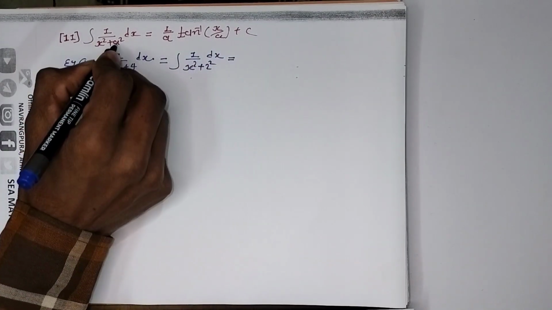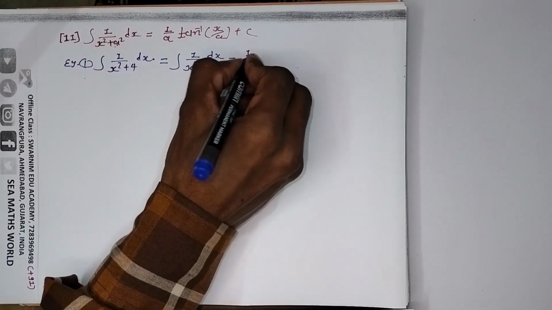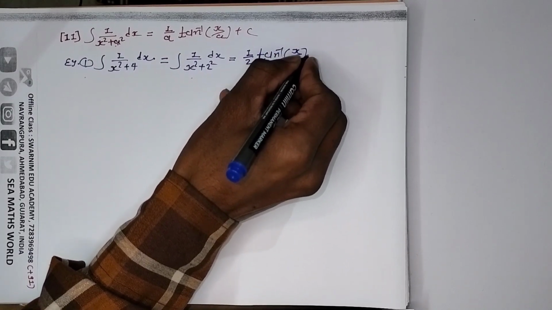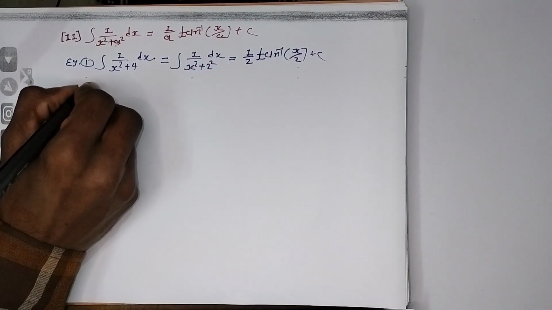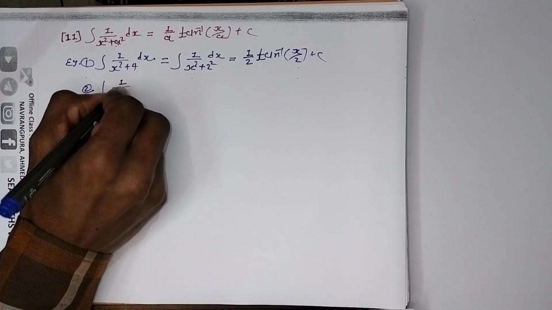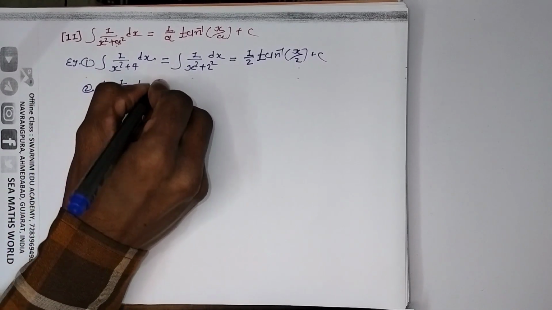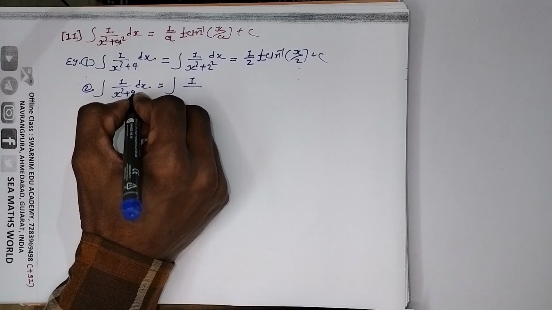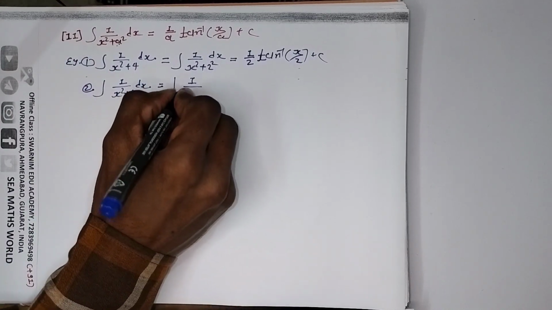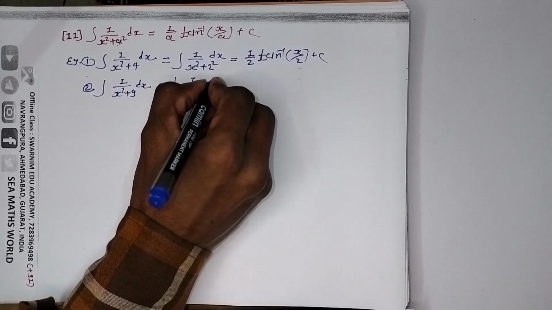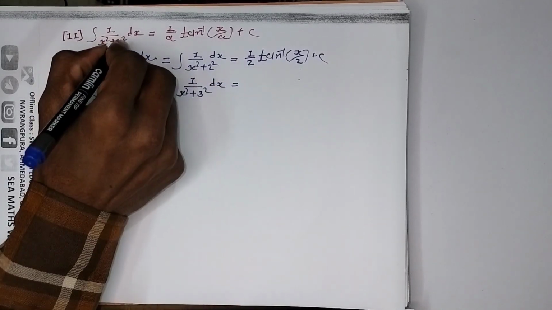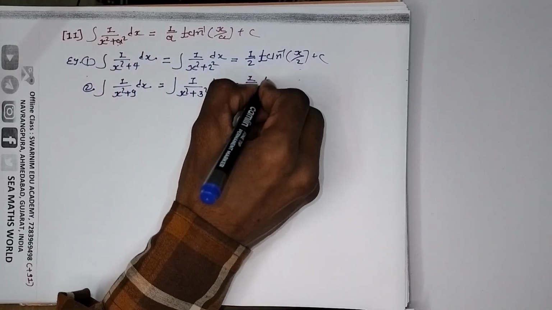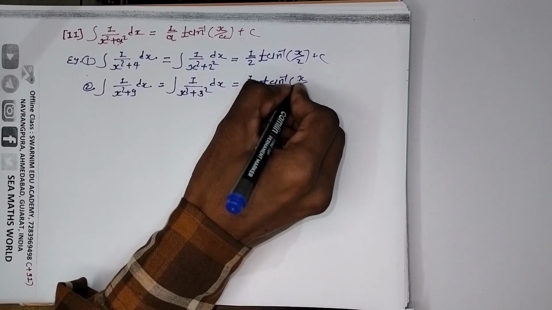Compare with this. a is 2, so 1 upon 2 tan inverse x upon a, which is 2. Now one more example: integration of 1 upon x square plus 9. Same as in the previous one, we have to convert 9 into a square form. So we can write 9 as 3 square. Now a will be 3 by comparing. So 1 upon a is this, tan inverse according to the formula, tan inverse x by a, which is 3.